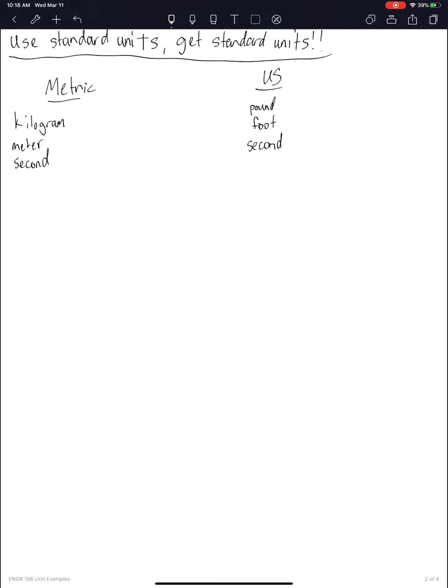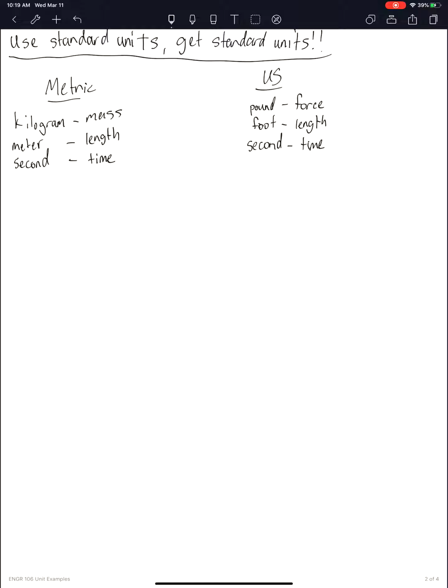You just need to know that you will get the standard unit. Unit systems are designed with this in mind. You need to know what the standard units are. In the metric system, the basic fundamental standard units are the kilogram for mass, the meter for length, and the second for time. In the US, we have the pound, which is not a mass, but a force. Well, good try. A force. A foot, which is a distance or length. And the second, which is also a time.